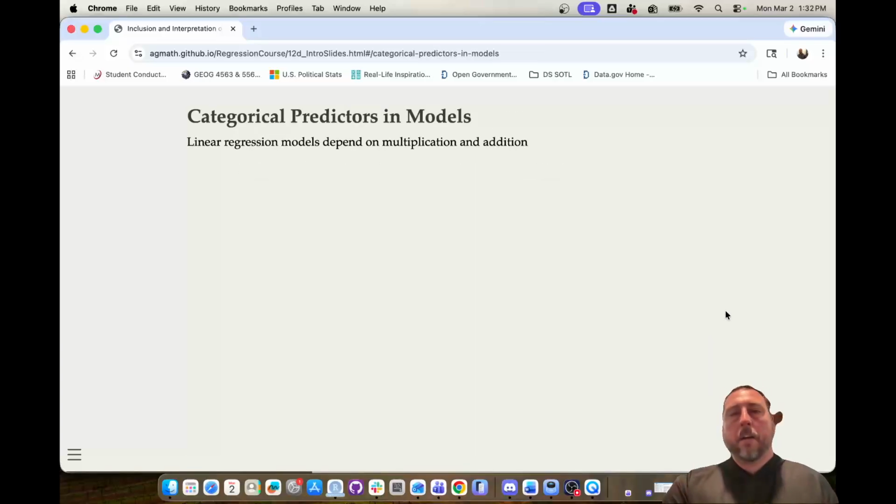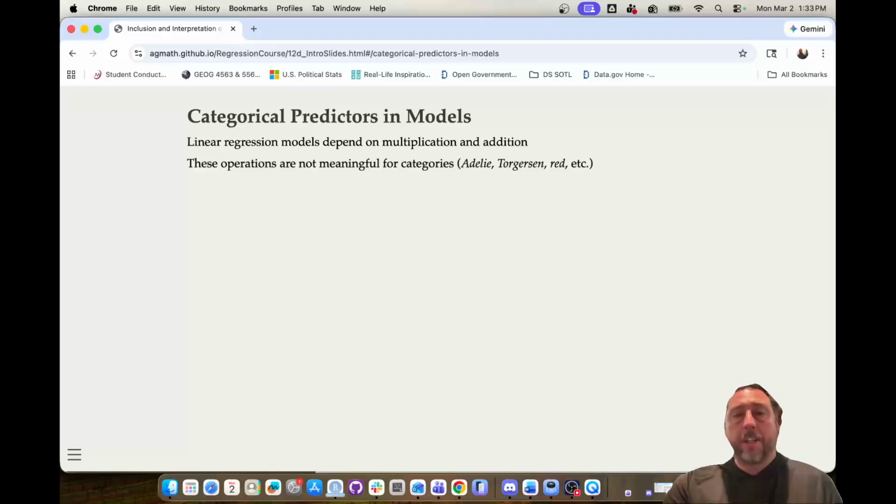Okay. So let's take a few steps back and look at how this linear regression model was actually built and how it used species as a categorical predictor, or how it manipulated that predictor before using it as components in its model. Again, linear regression models depend on multiplication and addition, which are not meaningful for categories like Adelie or Gentoo, or the island variable, Torgersen, or colors.